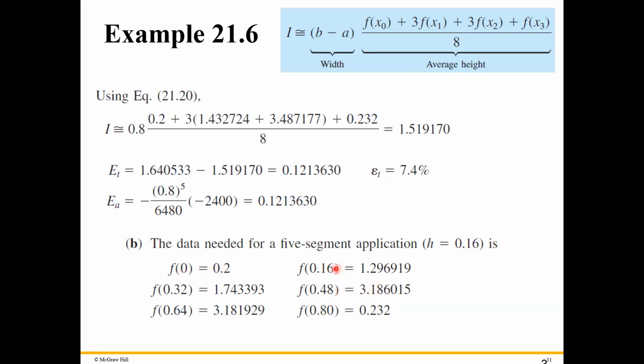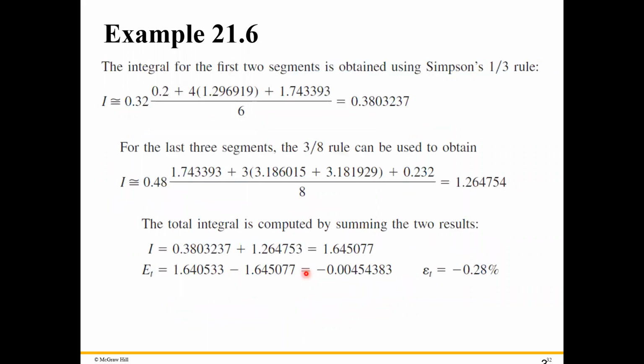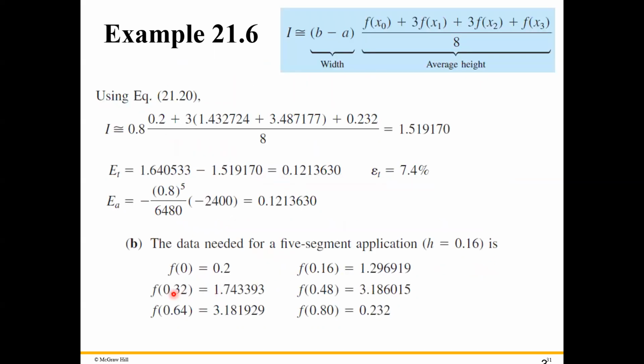So for the first 3 points, f0, f0.16, and f0.32, we will apply the Simpson's 1/3 rule. And for the last 4 points, in which f0.32 will be common, 0.32, 0.48, 0.64, and 0.8, we will apply the Simpson's 3/8 rule. So here, the integral for the first 2 segments is obtained by the Simpson's 1/3 rule. Here we can see that b minus a was 0.32 in this case.